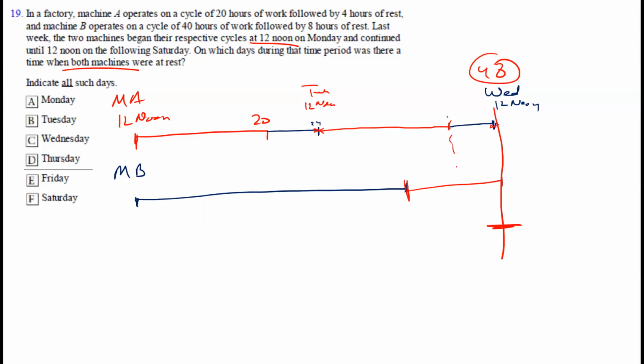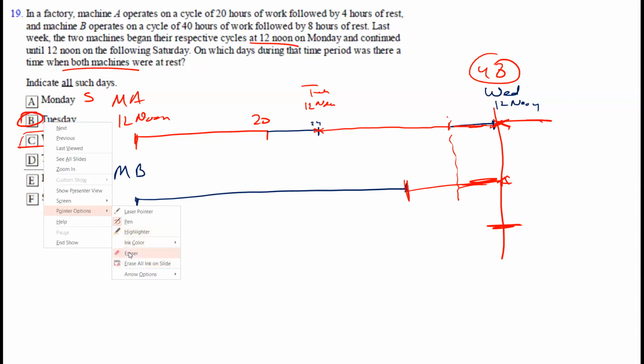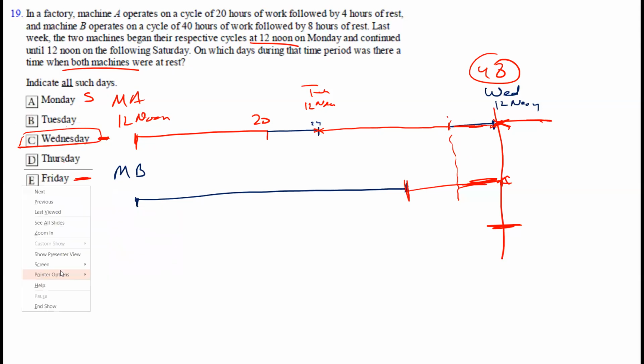So on Wednesday, there is a point where both of them are not working. And again, at this point, they start at the same time. On Wednesday noon, they start at the same time. So they meet on Wednesday. And again, they start at 12 noon on Wednesday and they will meet on Friday. So there's a difference of 1 day. So option C and E would be correct.